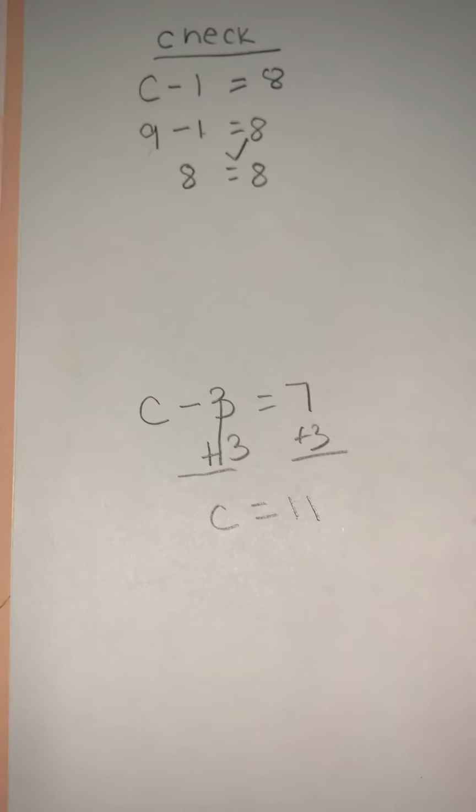Okay, I'm going to check it here. Use the original equation. c minus 3 equals 7. 11 minus 3, I get 7 on this side. 11 minus 3 is what? 8. Is 8 equal to 7? No, that's wrong. So you know that your answer is wrong. You have to go back, start again, and find the correct answer.